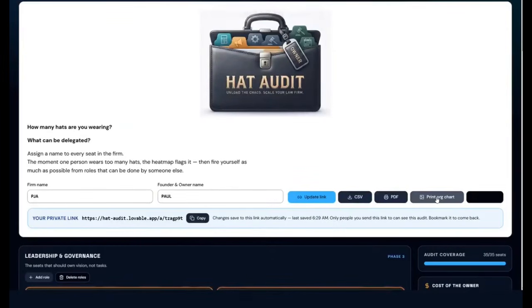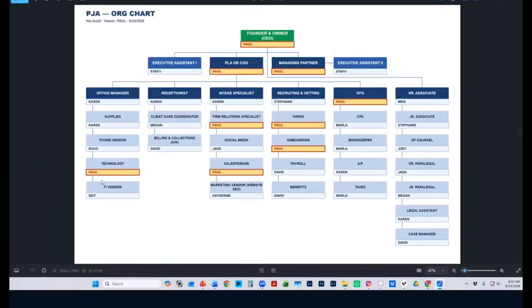The print org chart. Once this is printed, I can go find it. Here it is. Okay, it prints it as an image, and here we go. Here's our organizational chart. Now, how nice is this? This shows the senior associate.